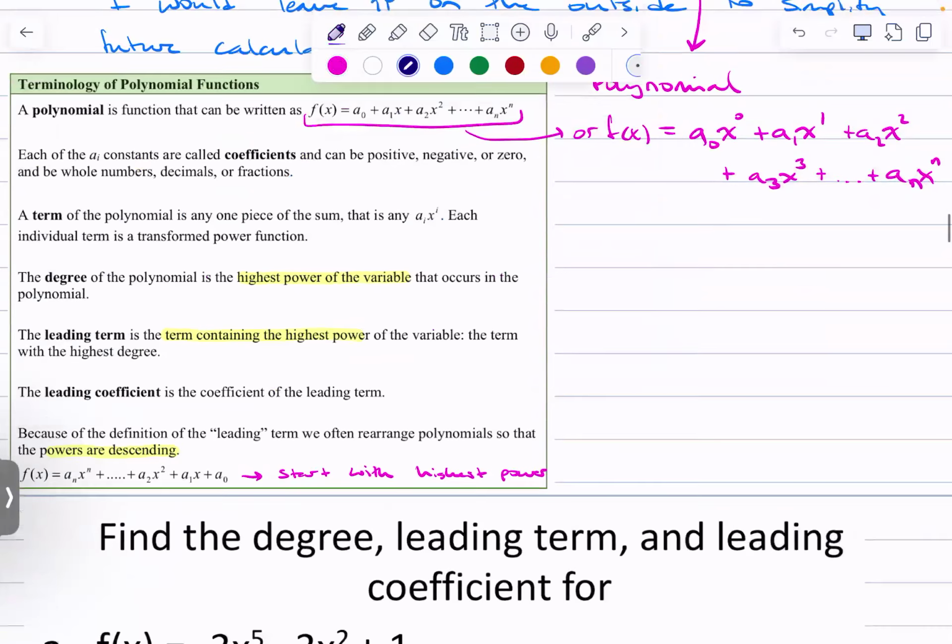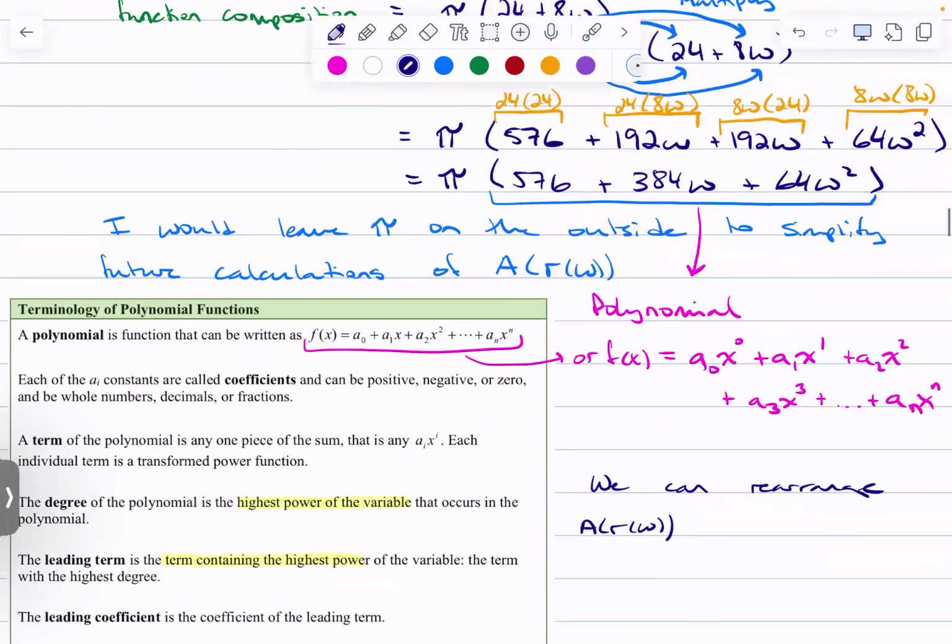So we can rearrange A of r of w, or if you want to just write it as A of r, that's fine too. We can rearrange this thing. I'll still keep the pi on the outside. You're welcome to expand it in, but like I said, it kind of simplifies things later.